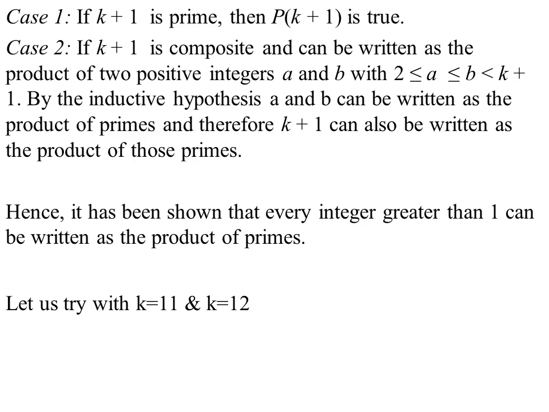Now let us take the k value as 12. Then k plus 1 becomes 13. 13 is prime, hence P of 13 is also true. So the concept that we have proved for P of n, with the examples of k being a value of 11 as well as 12, we have shown that it holds.